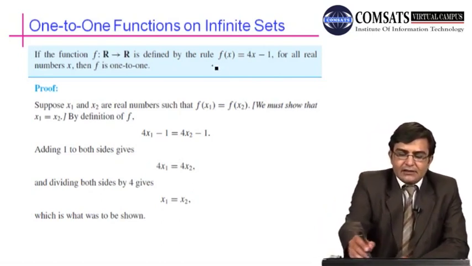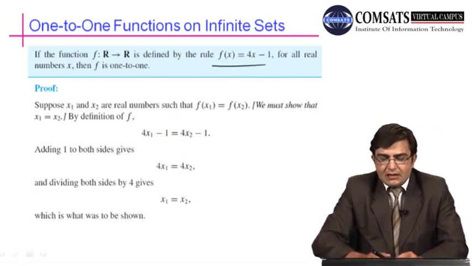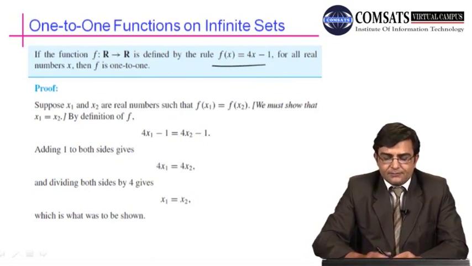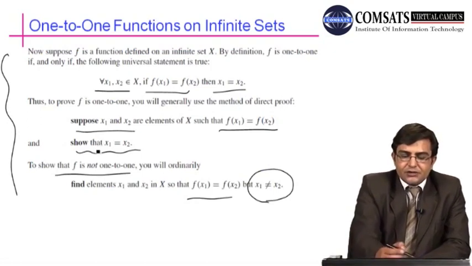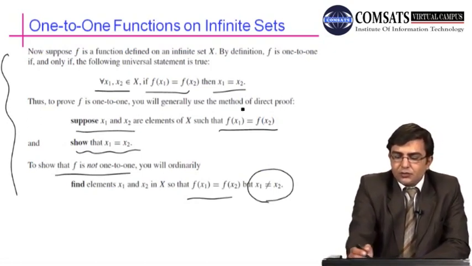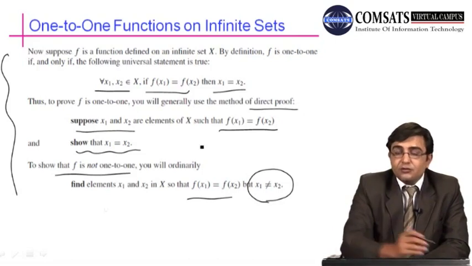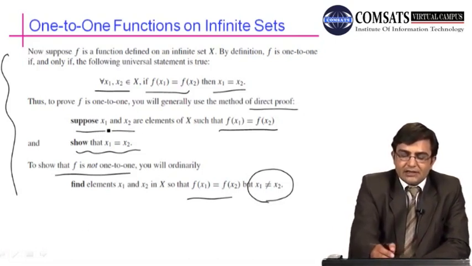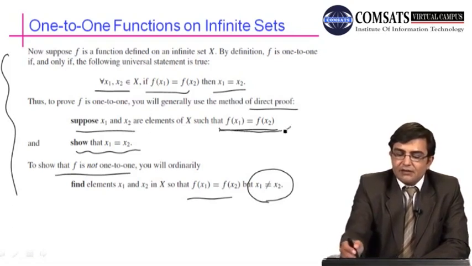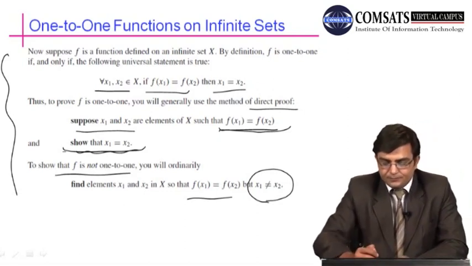This function is defined like this, 4x minus 1, and how we proceed we have discussed it on a previous slide here. How to prove it is a general method. We adopt the usual method of direct proof to prove it. We suppose that there are two elements x1 and x2 such that their images are equal, and we try to prove their pre-images are equal.